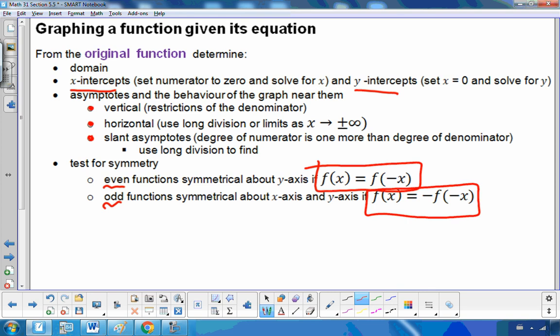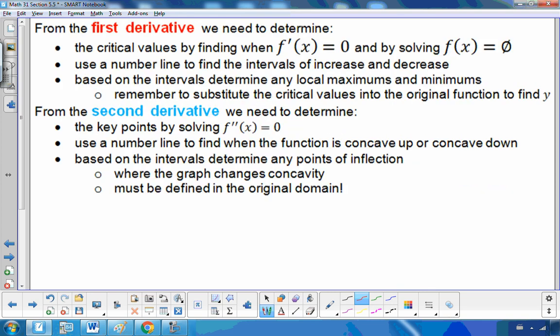From the first derivative, we can find our critical values by setting our first derivative equal to 0, or when our first derivative is undefined, and then look for intervals of increase and decrease, which will of course tell us our maxes and mins.